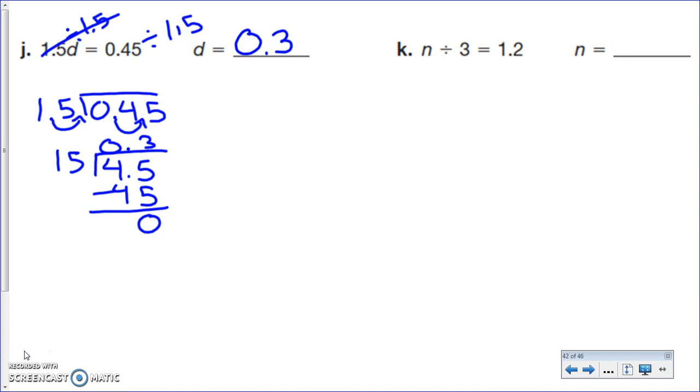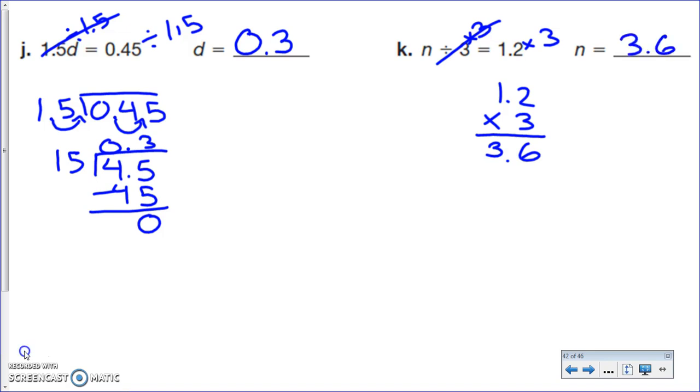For k, we have n divided by 3 equals 1 and 2 tenths. To reverse the division, we're going to multiply by 3 to get n by itself. And then we're going to multiply 1 and 2 tenths by 3 to keep the equation equal. So 1 and 2 tenths times 3 equals 3 and 6 tenths. So n equals 3 and 6 tenths.